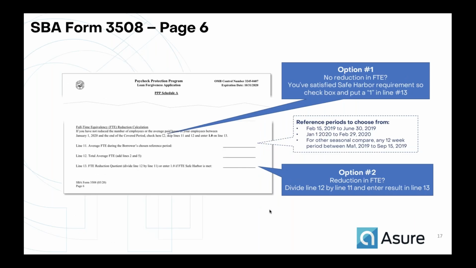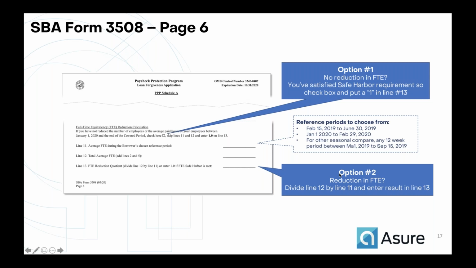All right, the bottom portion of page 6. We're identifying this full-time equivalency reduction calculation. And so the way this is going to play out is there's going to be one of two options, right? So option 1 is you didn't have a reduction. If you didn't have a reduction, you had 10 people before, you've got 10 people now, then you simply check that box and you put a 1 in line 13. Line 13 is what's going to flow to the cover, to page 3, the main form. And so you've got a multiplier of 1.